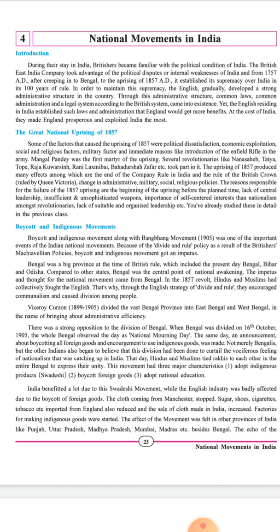The immediate cause was forcing Indians to use the newly introduced Enfield rifle, whose cartridge was made out of beef and pork meat. Indians had to tear the cartridge with the mouth, and putting this meat in the mouth to open the cartridge was against the religion of Indians.